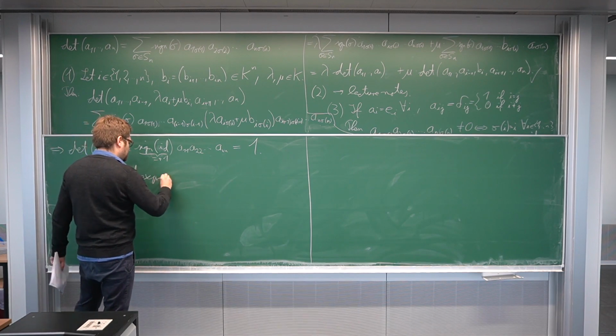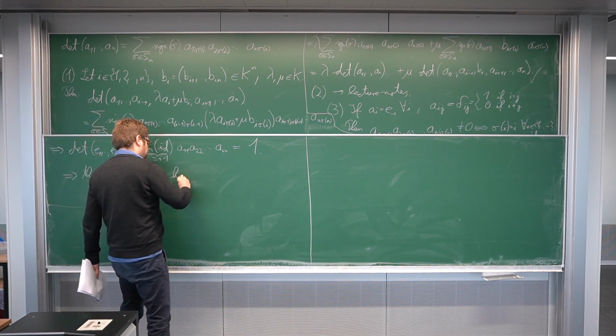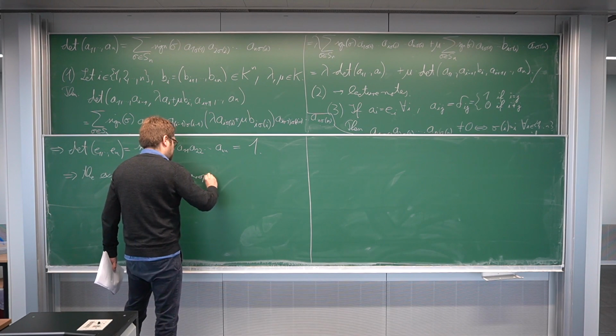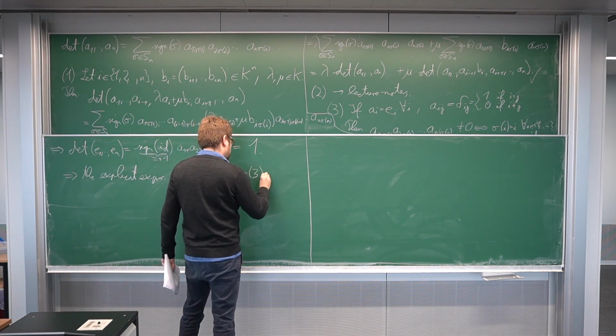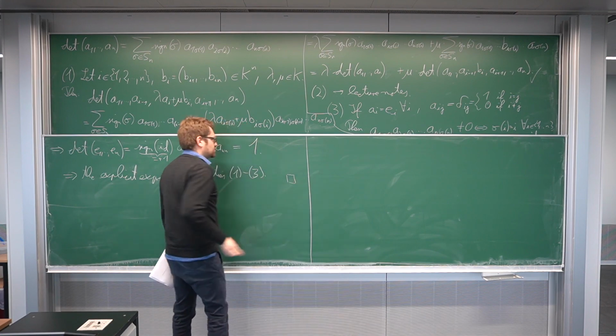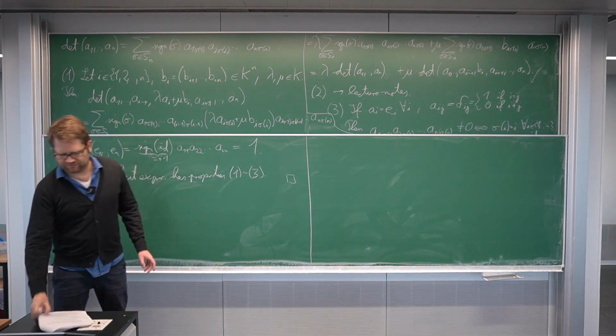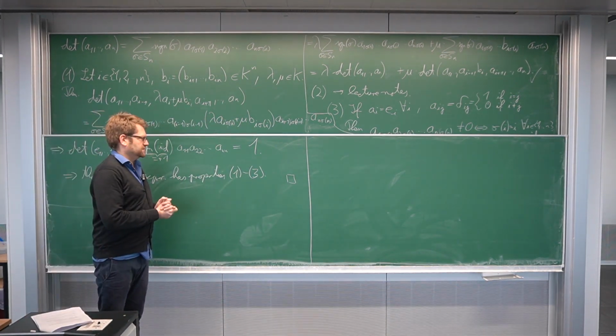The explicit expression has properties 1, 2, 3. So we've shown that such a determinant actually exists and just constructed it. And now we have the explicit formula for such a determinant.